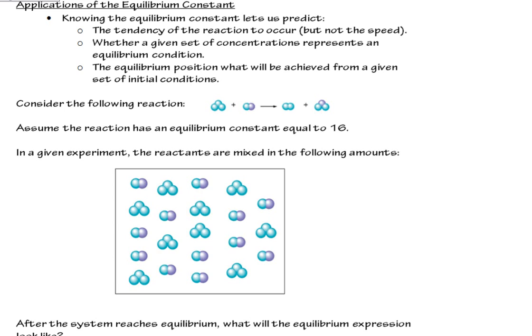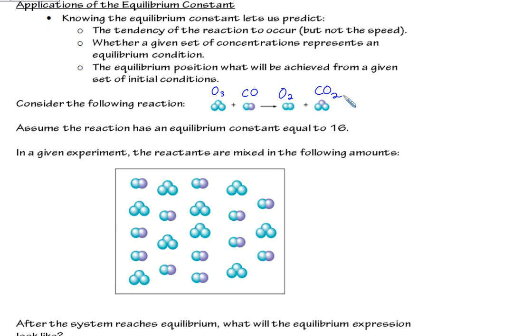Consider the following reaction. Let's make this something like O3, and let's say this is carbon monoxide, and so this would be O2, and this would be CO2. We'll give them an identity. Then it might make things a little easier on your study guide because you don't have colors. Okay, so we have been given an equilibrium constant of 16. That equilibrium constant is a measure of products over reactants. We've been given initial amounts of reactants and products in a container.